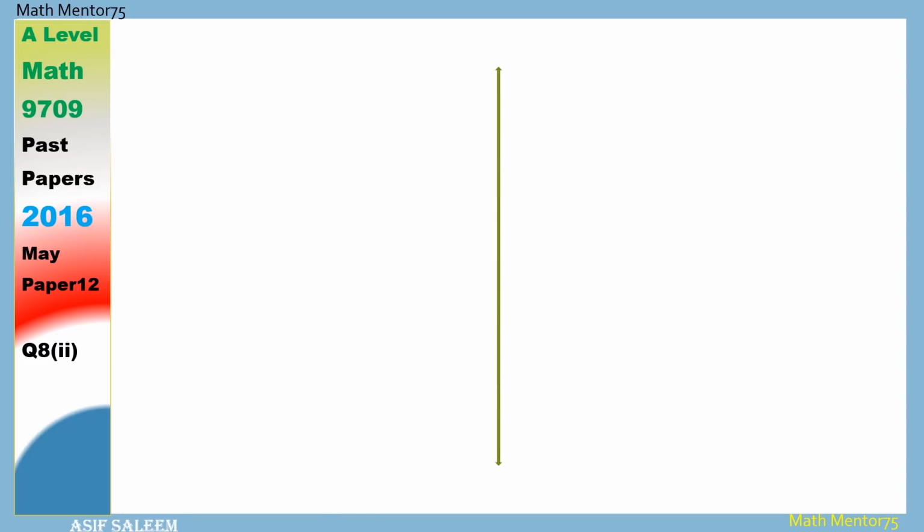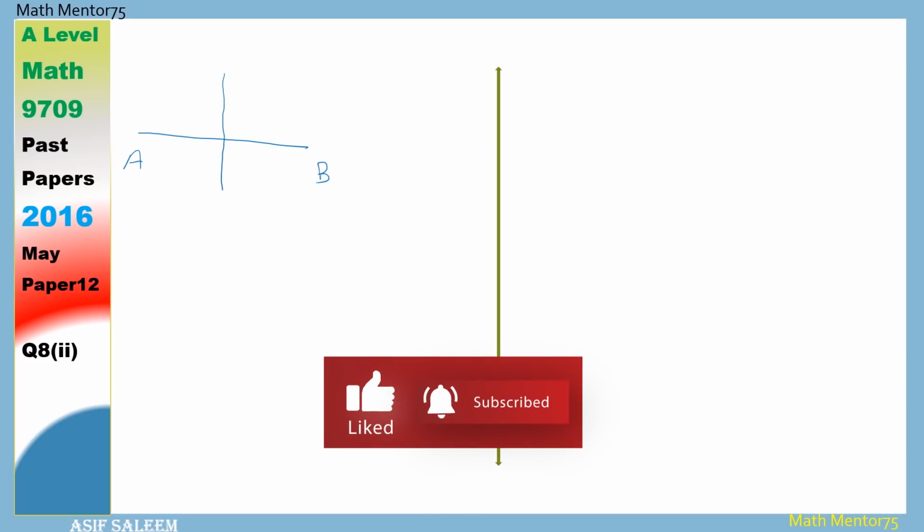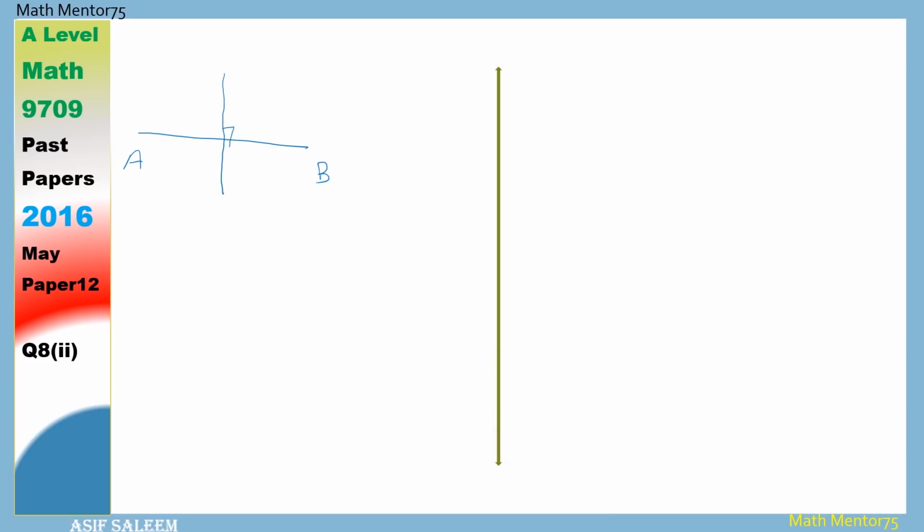Question number 8, second part. Now the condition is C lies on the perpendicular bisector of AB. Let's say this is line AB, and its perpendicular bisector means a line which is passing through the middle of AB and making a 90-degree angle. This is the perpendicular bisector of AB, and on this perpendicular bisector we have somewhere over here C. So it means that the gradient of AB and the gradient of that perpendicular bisector, their product is -1.